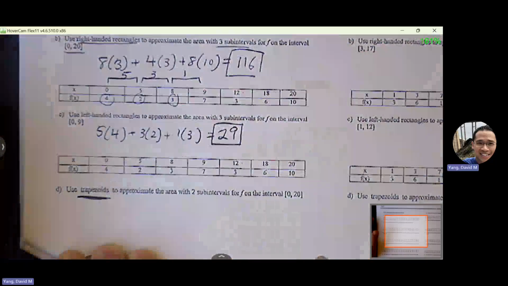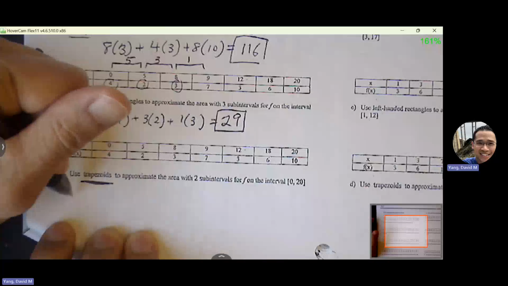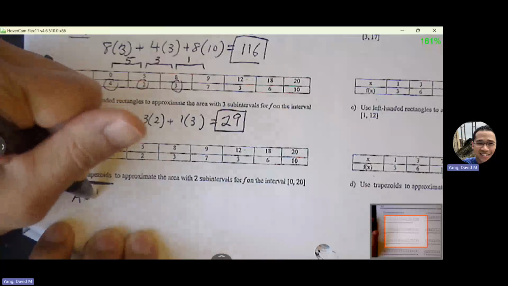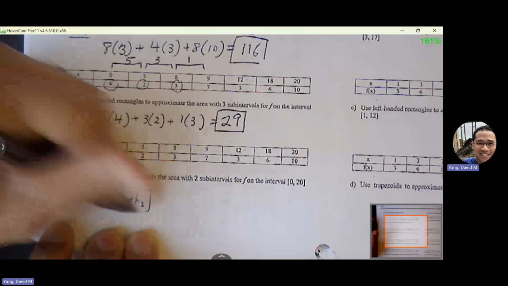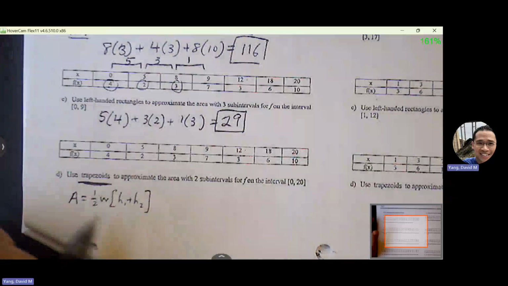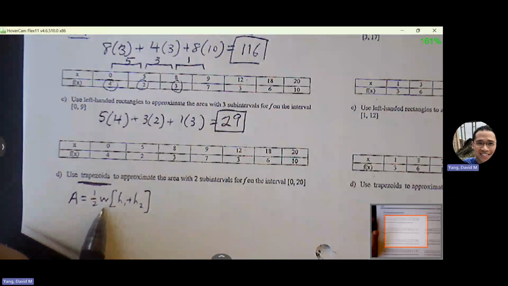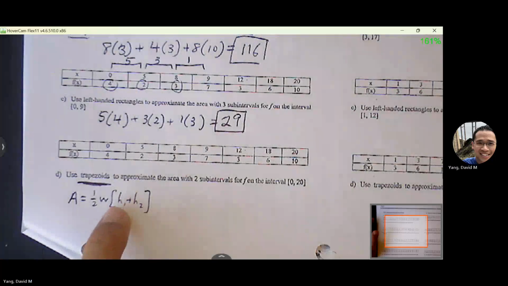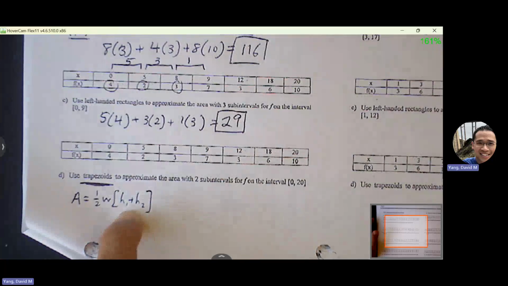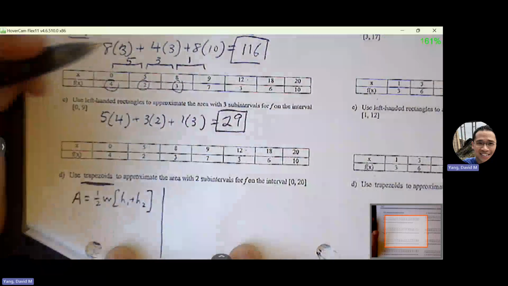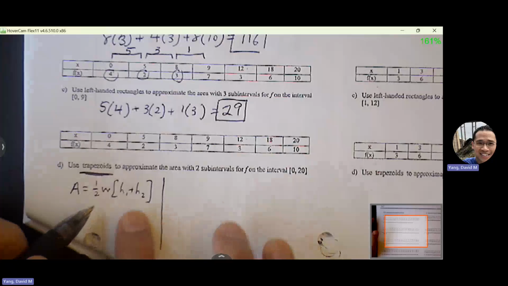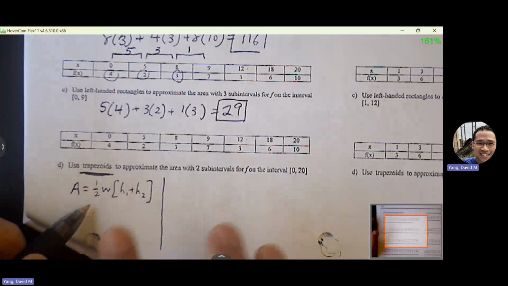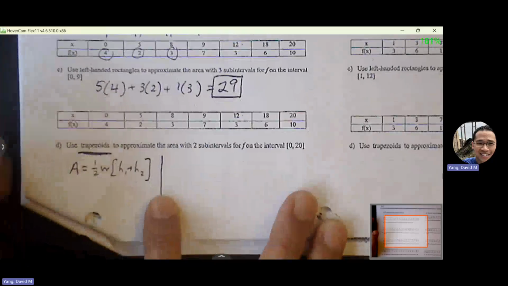Okay, trapezoids. Let me talk about trapezoids here. There's a formula for trapezoids, which is 1/2 width, height 1 plus height 2. Now, this is the way that I've been showing students. This is the area of each of the trapezoids, but I think students have trouble with this. And so I found a way that someone was presenting it without having to go through this formula. And I think this will be a lot cleaner for you guys to do it this way.